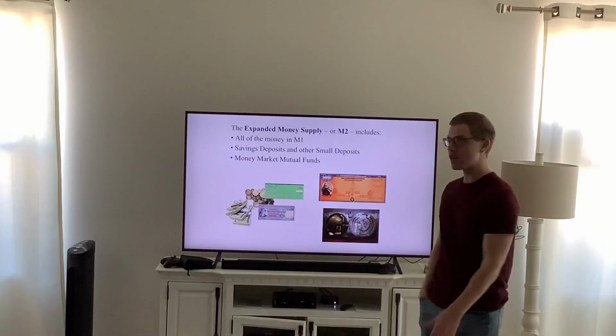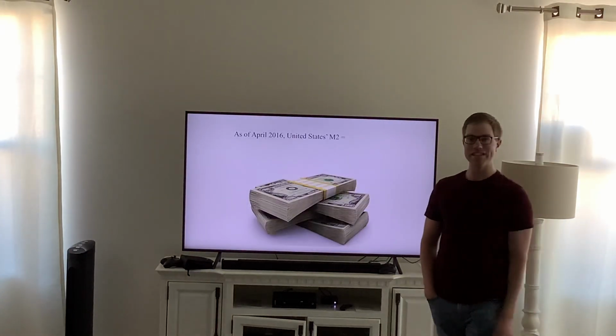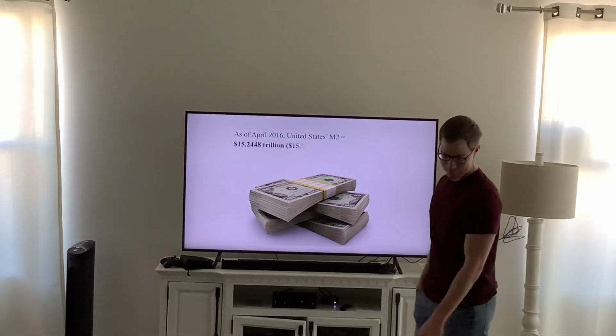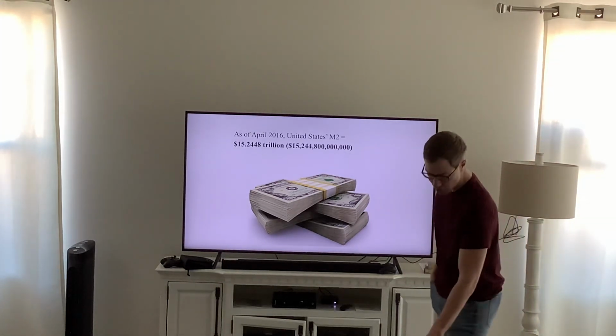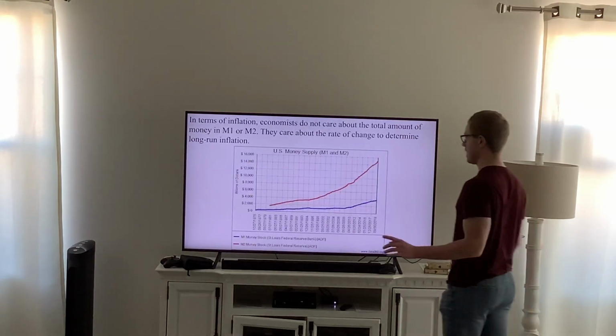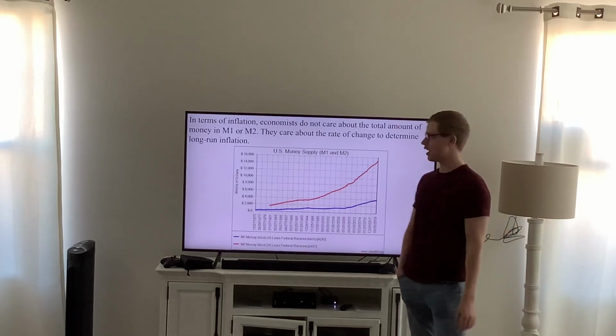And if we take a look at people's savings accounts and stock market gains, as of April 2016, the United States M2 is about $15 trillion. So if we take a look at M1 and M2, and yes, you'll get a better look at these graphs if you're following along in the slides that I posted.